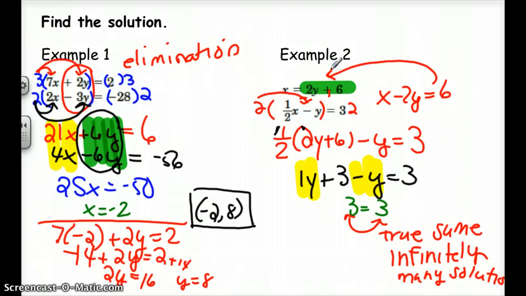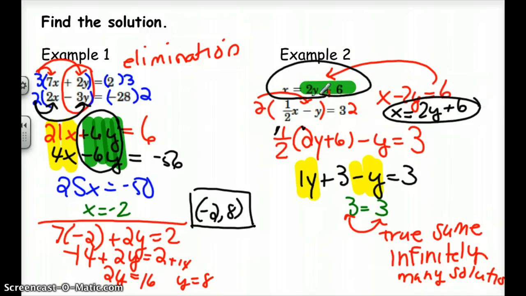If you need to do this, go ahead and move your 2y to the other side. That minus 2y becomes positive 2y plus 6. See, this equation is the same as that equation right there. If I graph them, they are going to be on top of each other. That is going to be infinitely many numbers are going to work in those two equations.